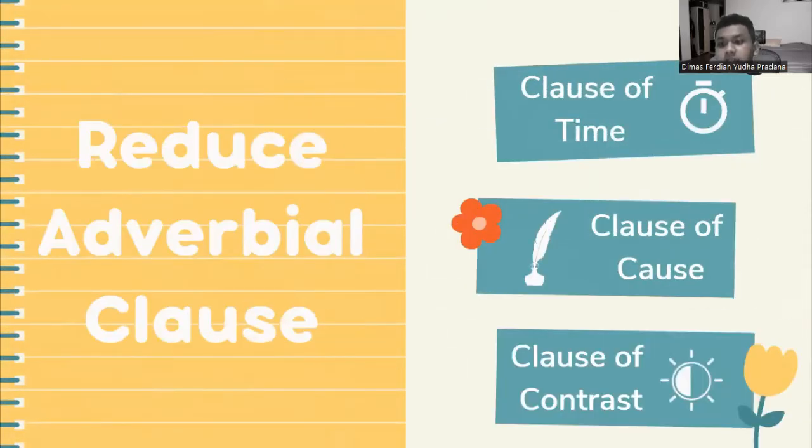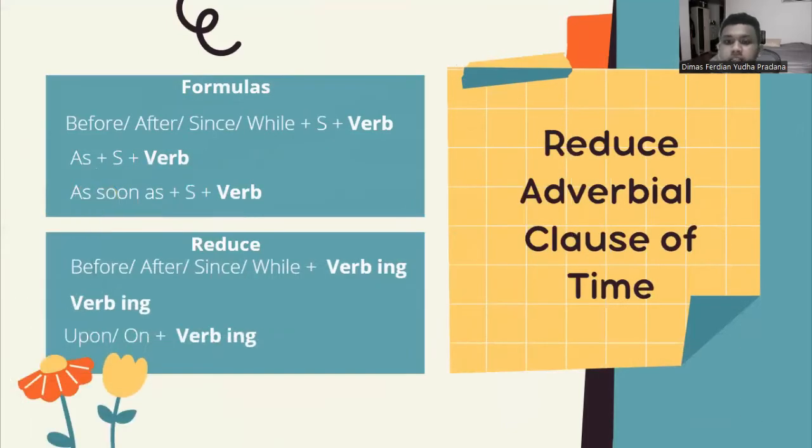Reduced adverb clause can be applied in all types of adverb clause, such as adverbial clause of time, adverbial clause of cause, and adverbial clause of contrast. The first is adverbial clause of time. There are 3 formulas for adverbial clause of time as written here. The point of reducing an adverb clause is removing the subject and changing the verb into verb-ing.